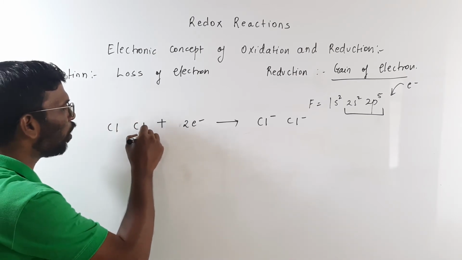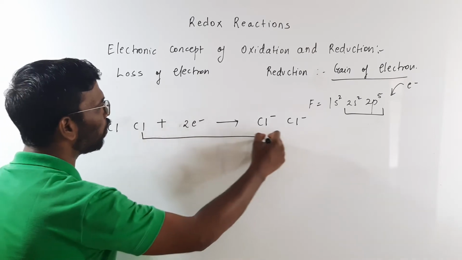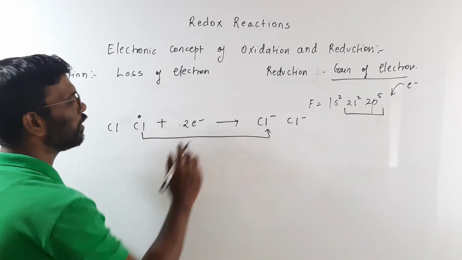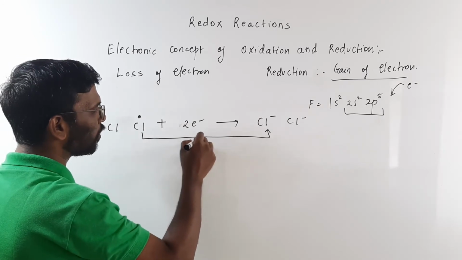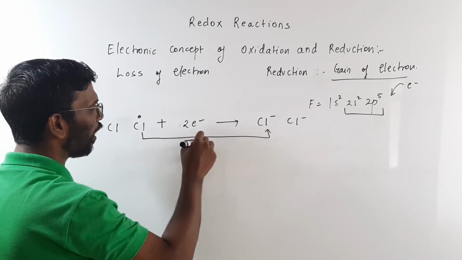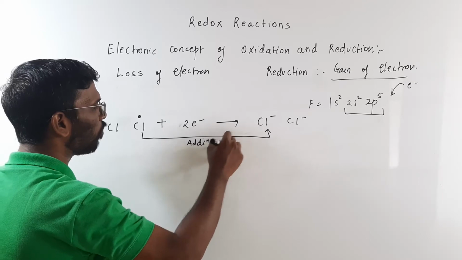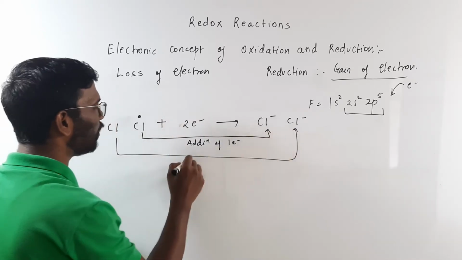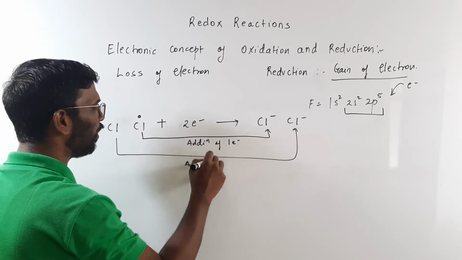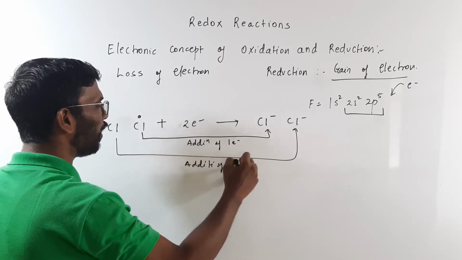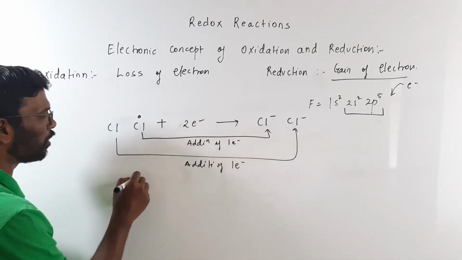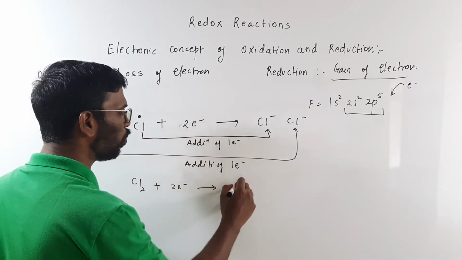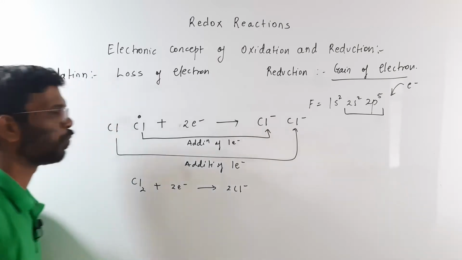Since it is a molecule, it is in the 0 state. So for this part of the molecule, for converting from 0 to minus 1, there is addition of 1 electron. And from here to here, it is also addition of 1 electron. That's why I am writing Cl2 plus 2 electrons changing to 2Cl minus. It is this way.